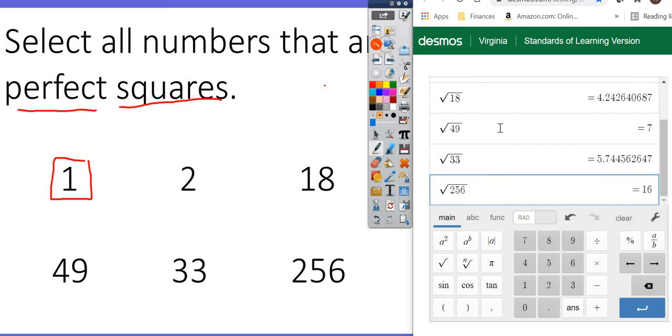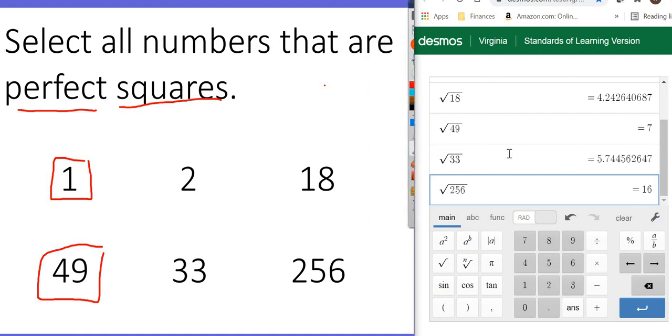But let's look at the square root of 49, 7. Look how beautiful that number is. Here we go, that's another perfect square. Square root of 33, no, that has decimals. That is not a perfect square. And the square root of 256 is 16, so there is a perfect square. 1, 49, and 256 are perfect squares.